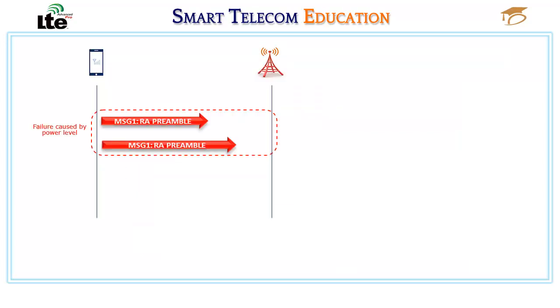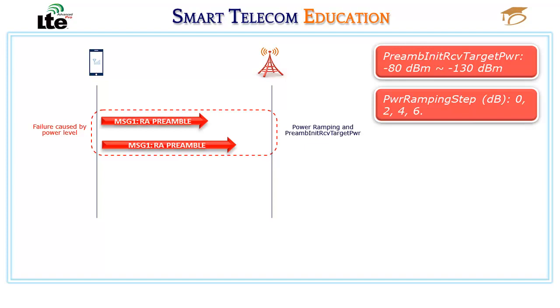The power level can cause the no receiving of message 1 by eNodeB, that can be adjusted by power ramping and preamble initial received target power parameters. The second cause of message 1 failure is preamble collision, which can be caused due to few number of preambles in the cell. In the next slide we will explain how to optimize the preamble collision.